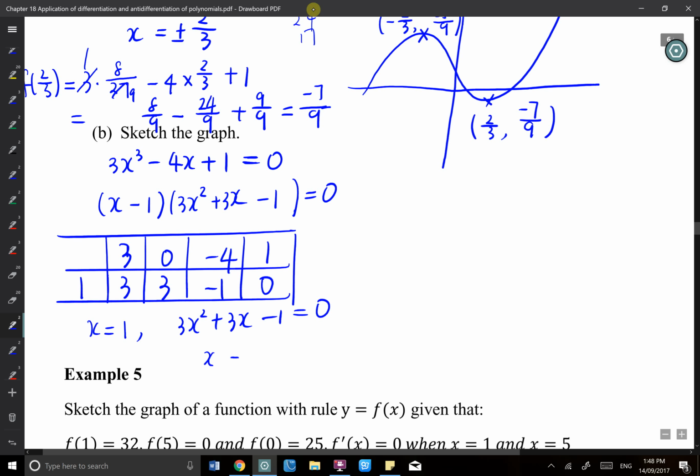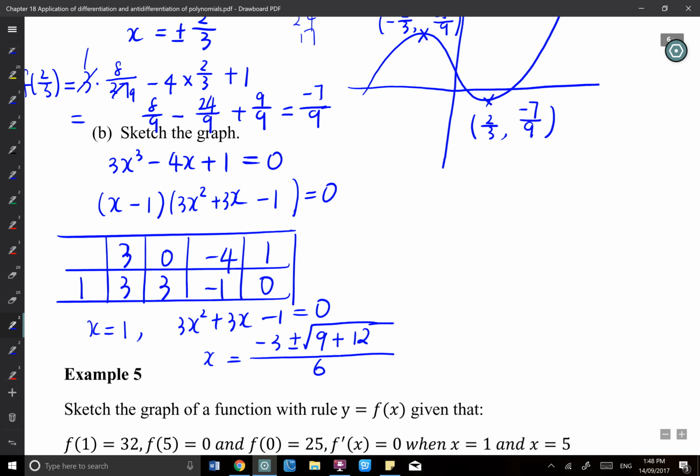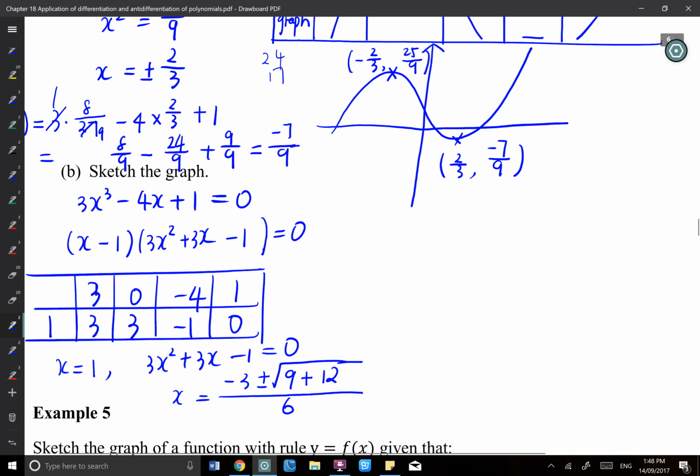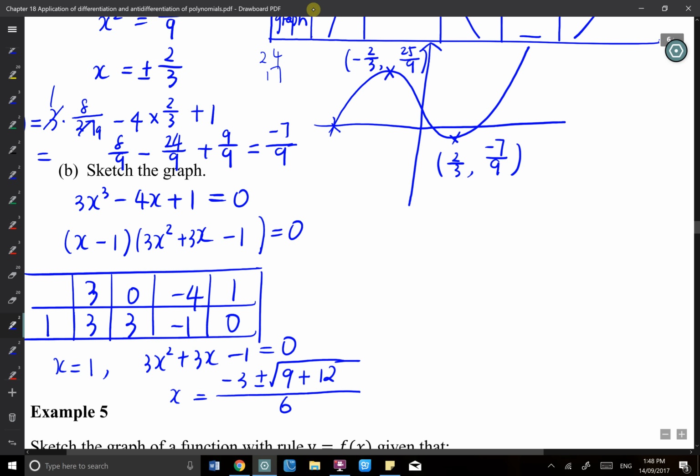So x equals minus b plus or minus the square root of b squared minus 4ac, don't forget your quadratic formula. Inside is 9 plus 12, over 2a, that's 6. Inside is 21. So that's these 3 x-intercepts. That's the 3 x-intercepts.